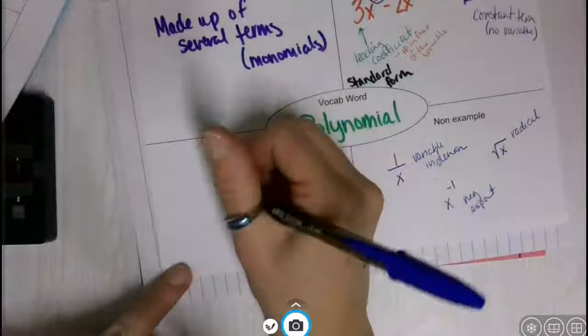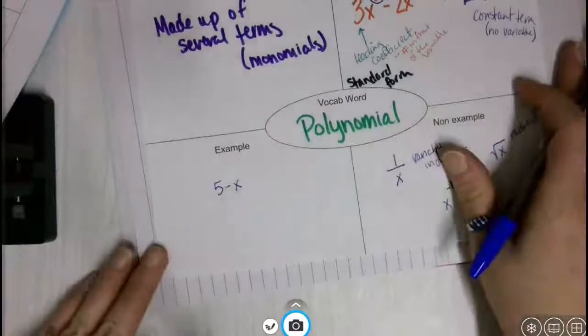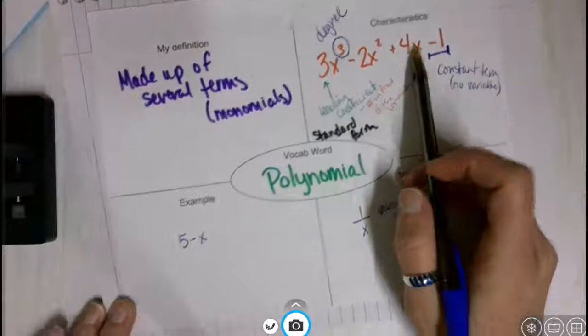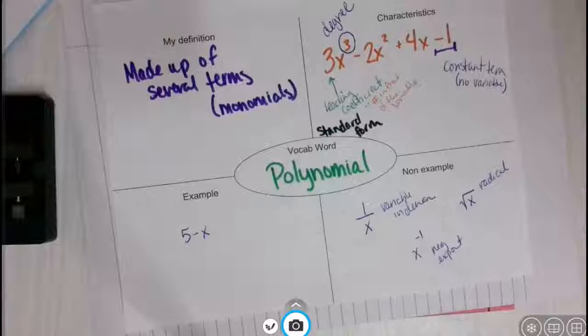Polynomials can be really simple. It can be something simple like 5 minus x. It can be something big and complex like our other example over here. It can be a mixture of those two things, but it cannot include any of these non-examples. That's kind of our big step.